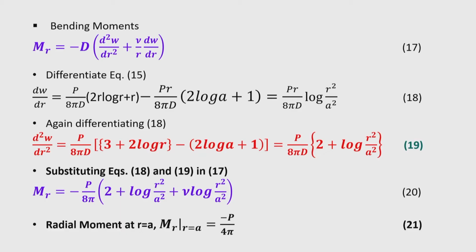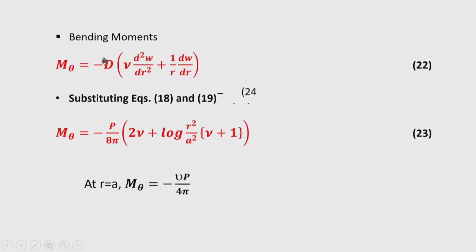Now, let us come to the circumferential moment. The circumferential bending moment can be obtained by this expression: minus d square w by dr square plus 1 by r dw by dr. Now, again substituting the second derivative and first derivative of the deflected surface, we get that m theta equal to minus P by 8 pi, bracket 2 mu plus log r square by a square, bracket closed, plus the second bracket closed and the first bracket closed.